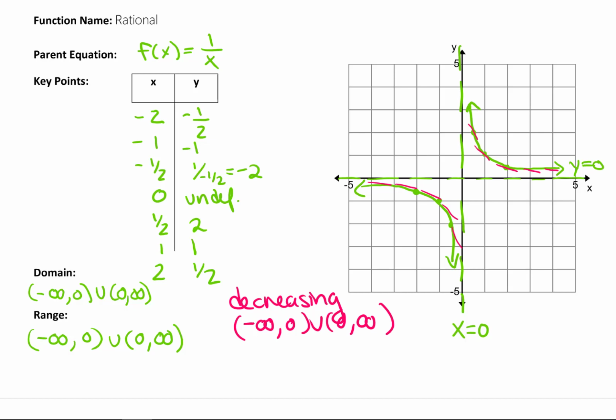I don't believe our book asked that, but I just thought I'd fill that in because I did it for the other ones. For end behavior, we have the limit as x approaches -infinity of f of x. So on the left-hand side, the y values are approaching 0. And on the right-hand side, the limit as x approaches +infinity, those numbers are also approaching 0 from the right-hand side.